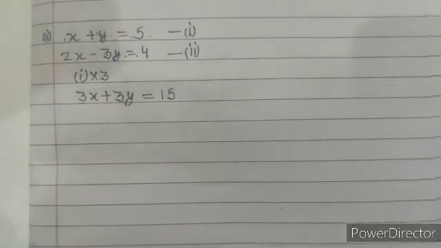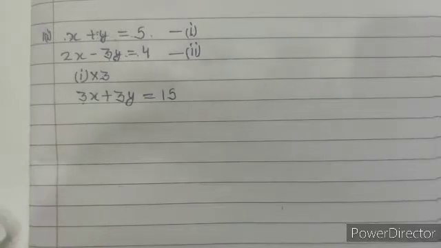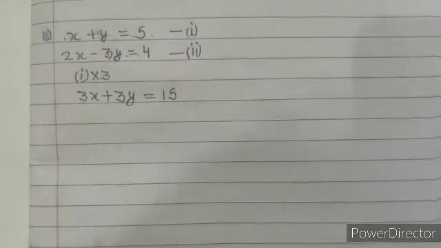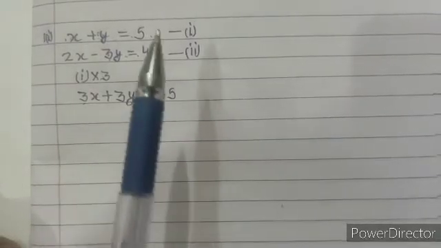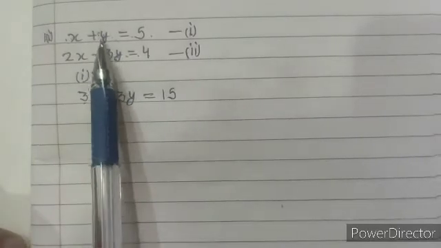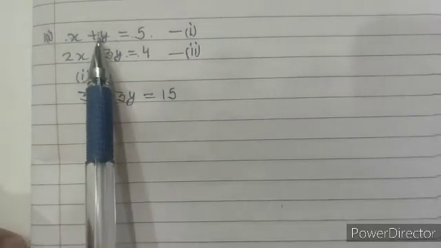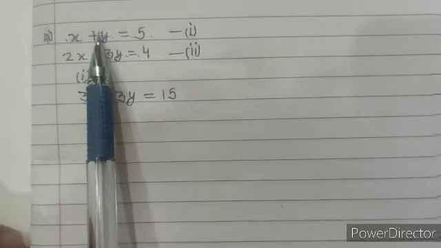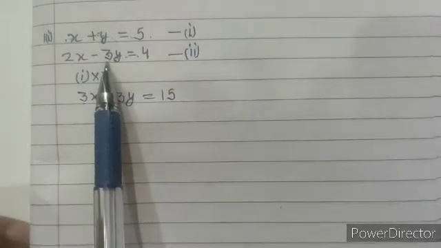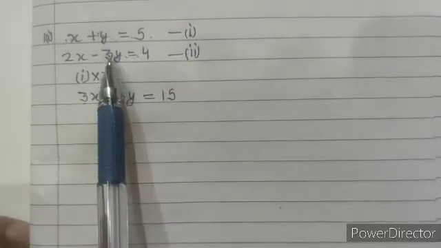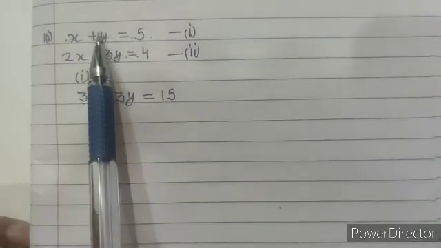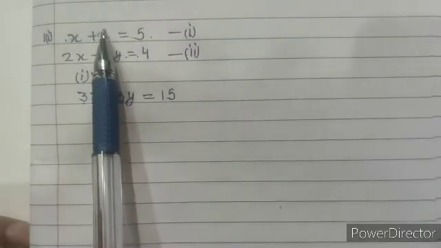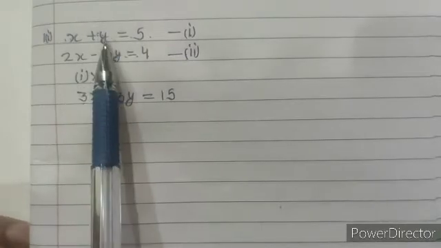In elimination method, first of all, we have to eliminate or remove any one of the two variables by making its coefficient equal. Now here I am making the coefficient of y equal in both the equations. Now here coefficient of y in equation first is 1 and coefficient of y in equation second is minus 3. So, LCM of 3 and 1 is 3. So we will make the coefficient of y in both of these equations as 3.